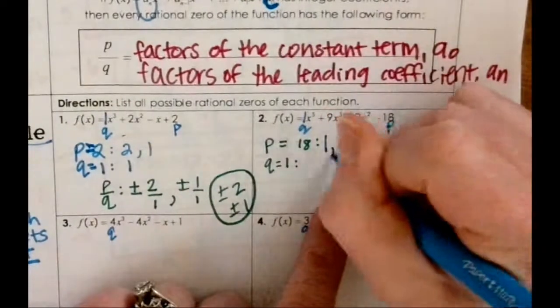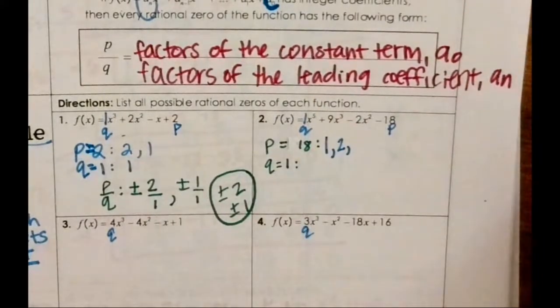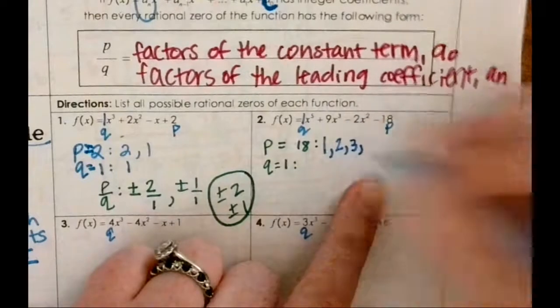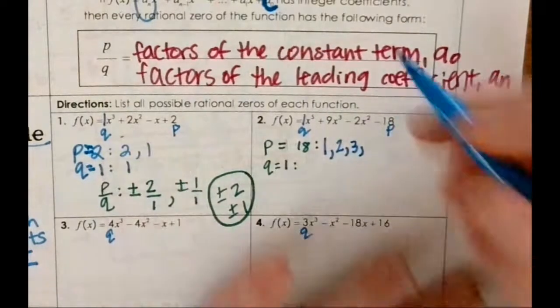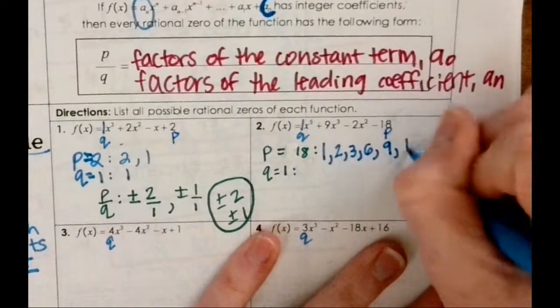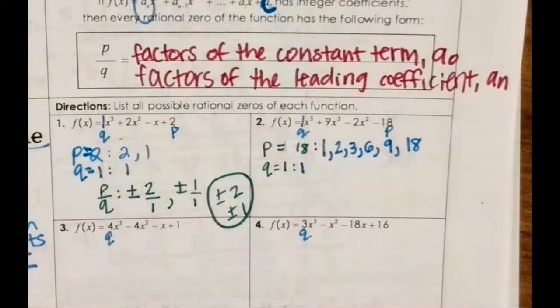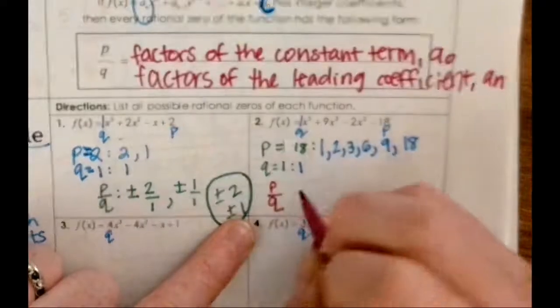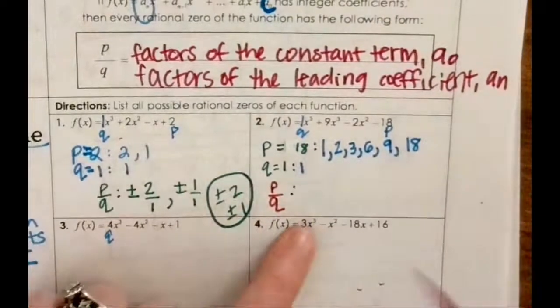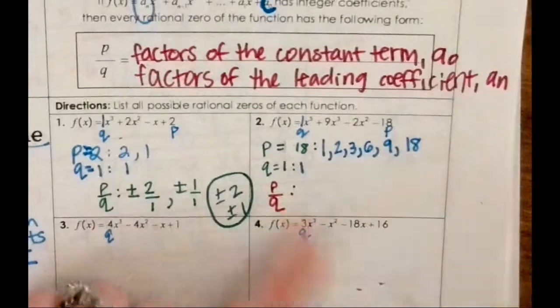Well, 1 times 18, 2 times 9, sorry, 3 times 6, 4 is not a factor, 5 is not a factor, 6 is, I just said it, 9 is, and 18. Those are all factors of P, of 18. Okay, the only factor of Q is 1. So really, when we do P over Q, our possible zeros, we're going to have 1 over 1, 2 over 1, 3 over 1, 4, 6 over 1, 9 over 1, so on and so forth.